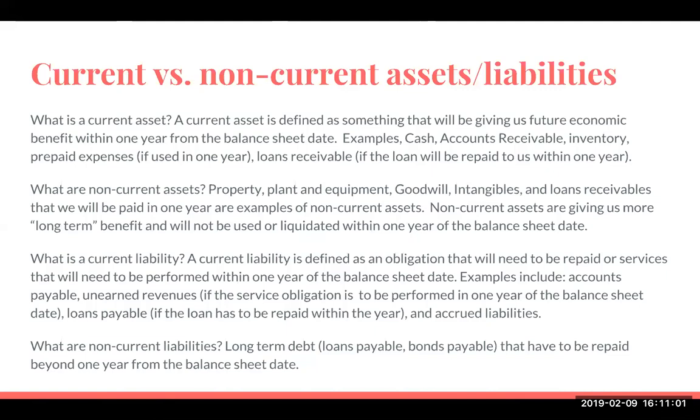What is a current liability? A current liability is defined as an obligation that will need to be repaid or services that will need to be performed within 1 year of the balance sheet date. Examples here include accounts payable, unearned revenues, if the service obligation is to be performed within 1 year of the balance sheet date, loans payable, if the loan payable has to be repaid within the year, and accrued liabilities. What are non-current liabilities? Long-term debt. Could be a loan payable due beyond a year, or bonds payable, which is a form of financing. And so those all have to be repaid more than 1 year from the balance sheet date.